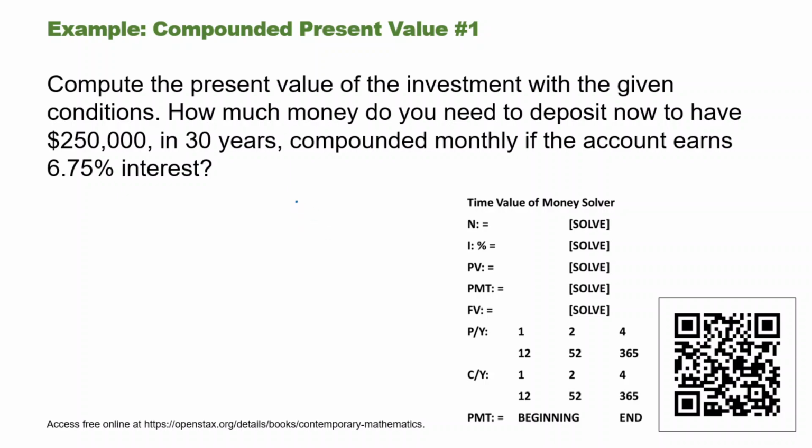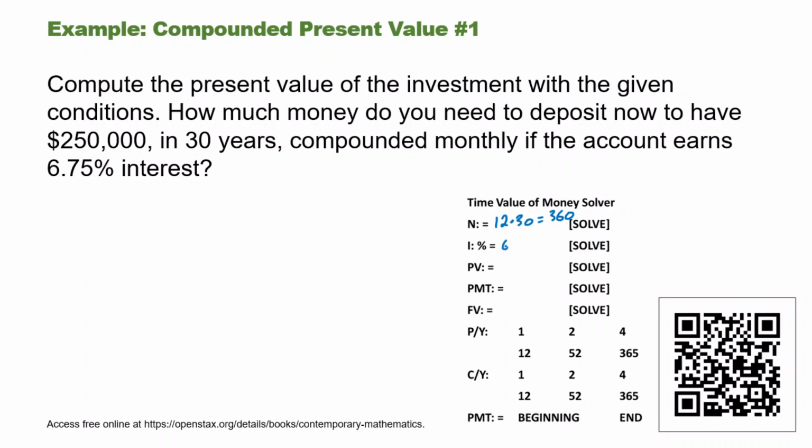Now notice that this question actually says find the present value, but when it says how much do you need now, that is the present value, not how much money do you need later. The time factor is very important here. So when we're looking at our time value of money solver, we'll fill in that capital N is equal to 12 times 30, because that is monthly for 30 years, which would be equal to 360.